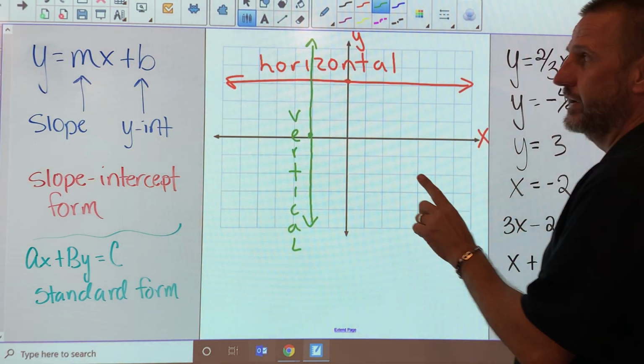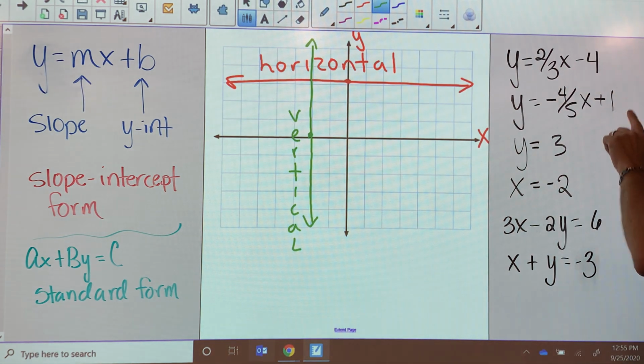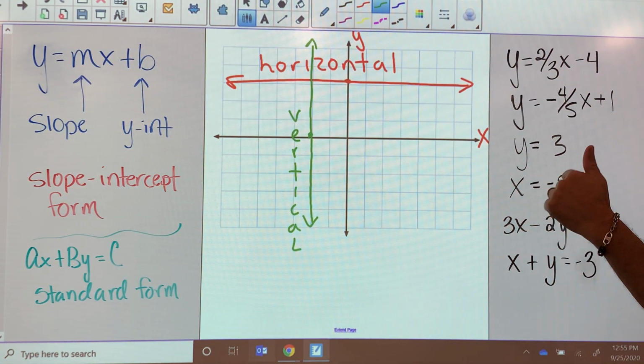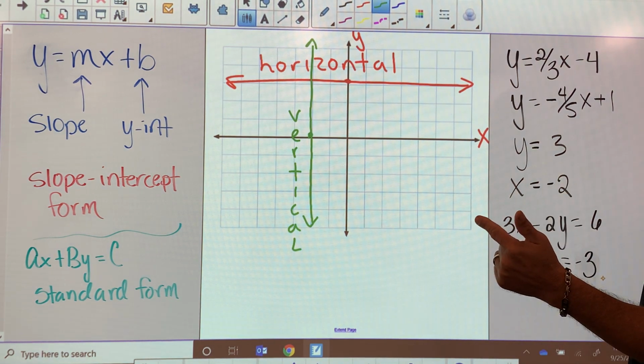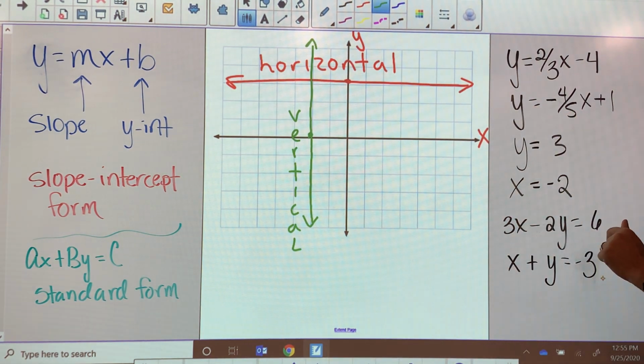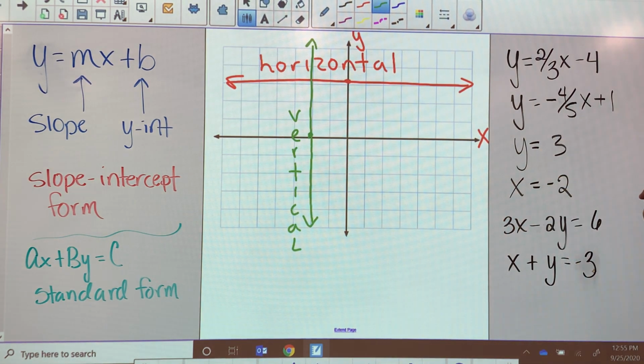That kind of comes from the fact that they only have one variable. If you think about it, in a problem like this one here, y = 2/3 x take away 4, it has a y value and an x value, which means it has to cross the x-axis and the y-axis. Same with the second one. If you think back to the picture, it crossed both the y-axis and the x-axis, and it had two variables.